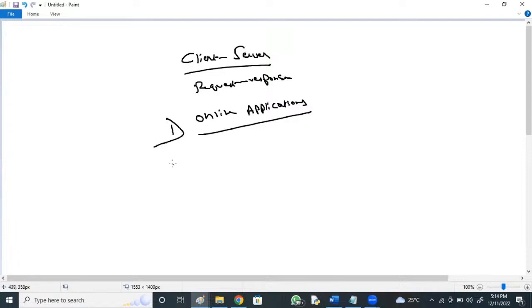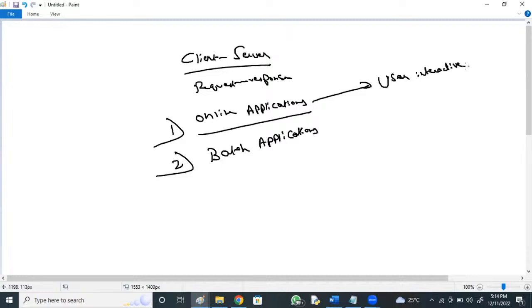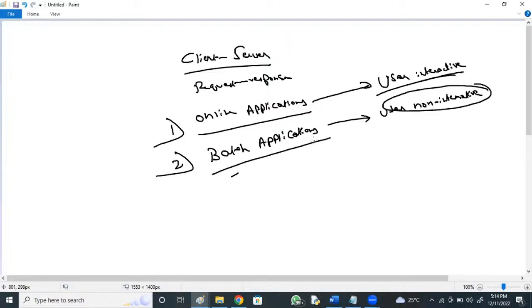See, there are two types of applications, online and batch applications. Online applications means user interactive applications, where the user gives the input here. Batch applications means user non-interactive applications. The user doesn't give any input here. These are the applications which run in the background.